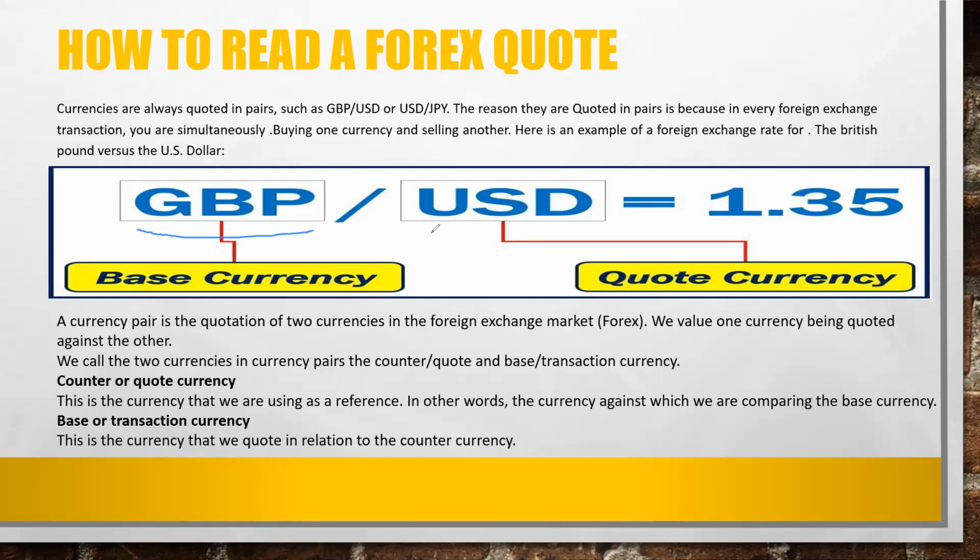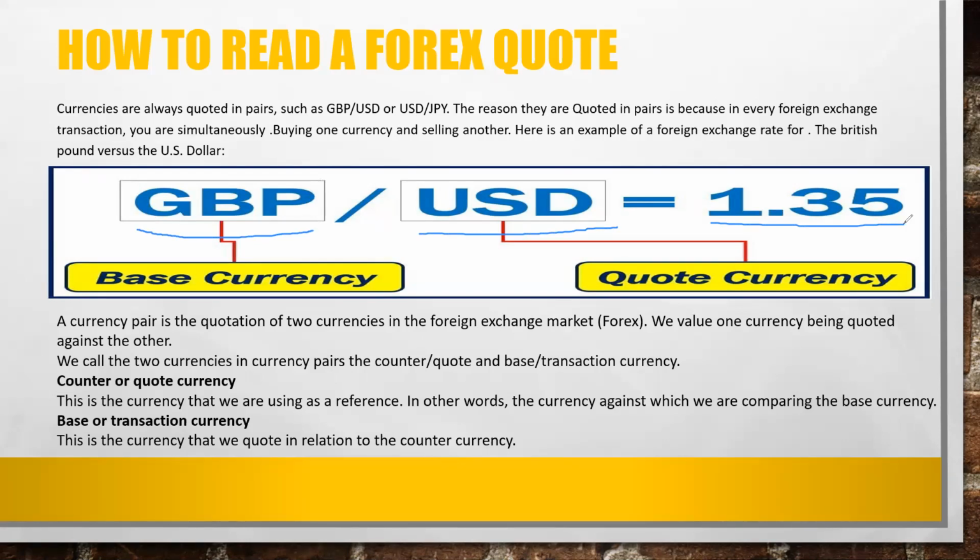The second one, we call it the quote currency, and this is the exchange rate. What this means is that to buy one Great British pound, you need $35 of the United States dollar. So a currency pair is a quotation of two currencies in the foreign exchange market.